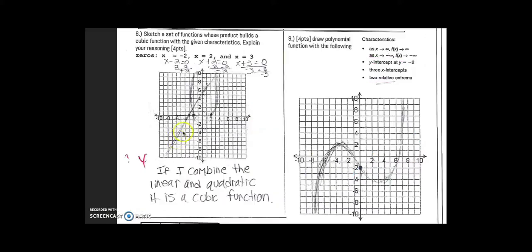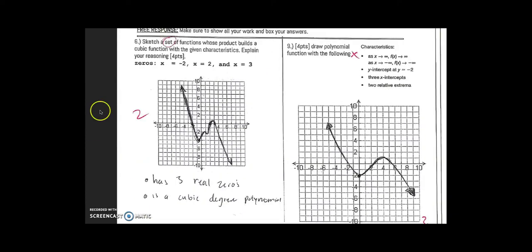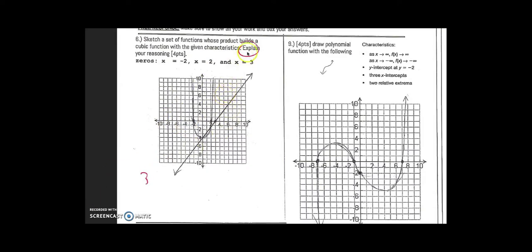Let's look at some student work. A linear and a quadratic. If I combine the linear and quadratic, it's a cubic. It says 4 points. Not sure why it has a question mark there, but there's some student work. For students, I circle the word set because that means you need multiple. There's a cubic. Give them 2 points, even though they went through there. They tell me 3 real zeros, but they don't tell me how they're building this by multiplying. This problem is correct, but no explanation. That's why I circled it and gave them 3.